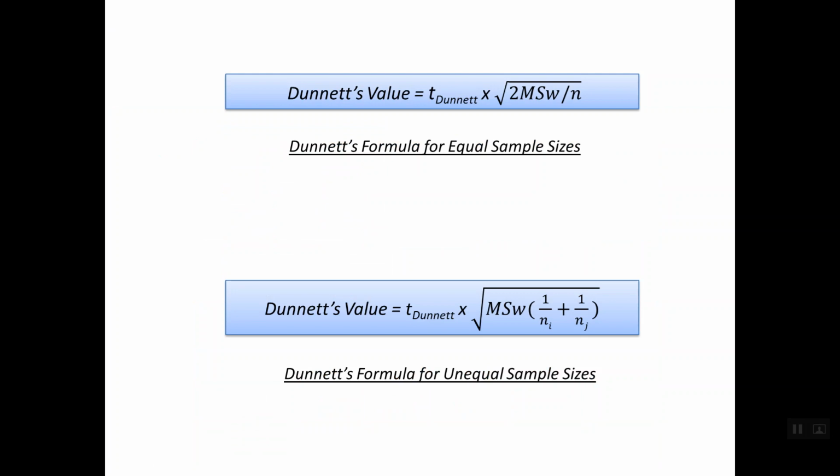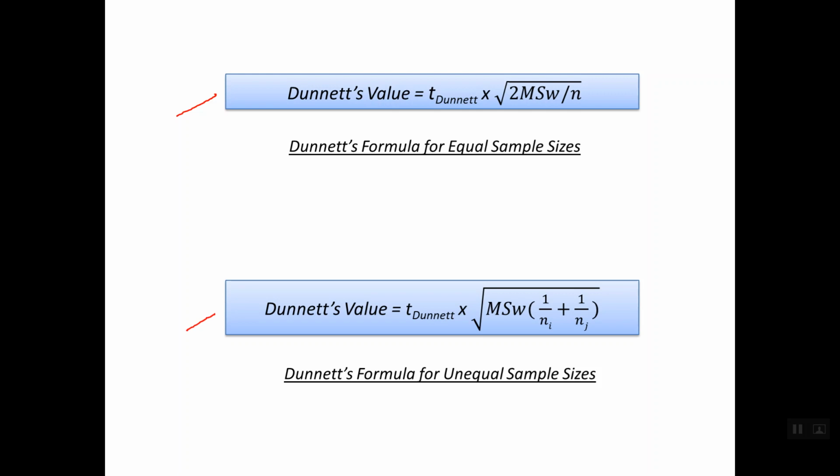As we said earlier, we have two formulas for the Dunnett's value, one for the equal sample size and the other for the unequal sample size. I have talked about the case of equal sample sizes in a previous video. You can return back to it. For this presentation, this is the formula we will adopt.